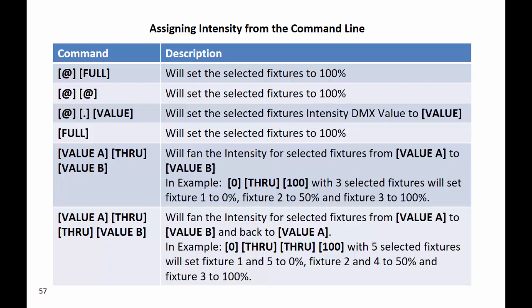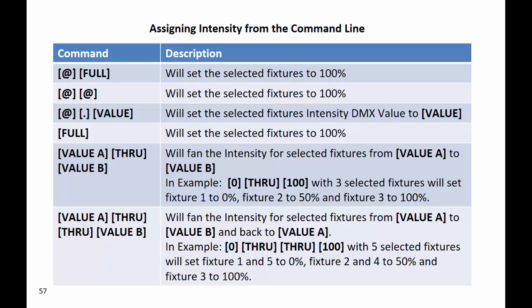Now you can fan values from the command line as well. So value A through value B, and when I mean values, I mean intensity levels, will fan the intensity for the selected fixtures from value A to value B. So if you select 0 through 100, with 3 selected fixtures, it will set fixture 1 to 0, fixture 2 to 50, fixture 3 to 100.